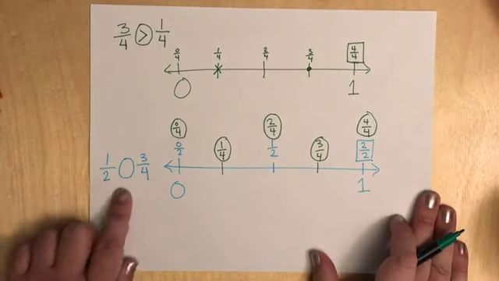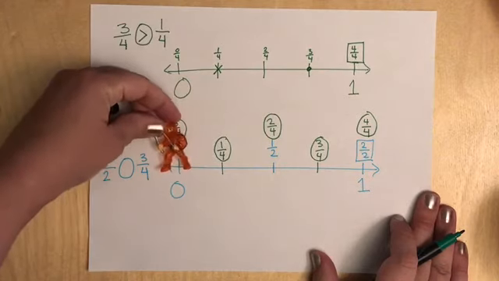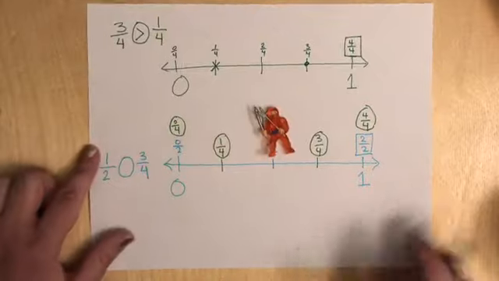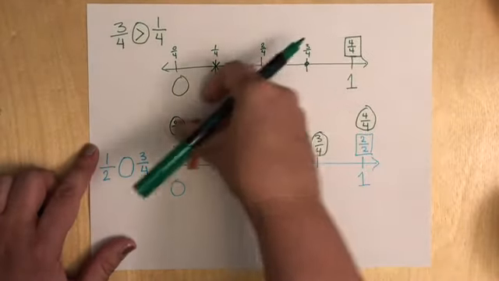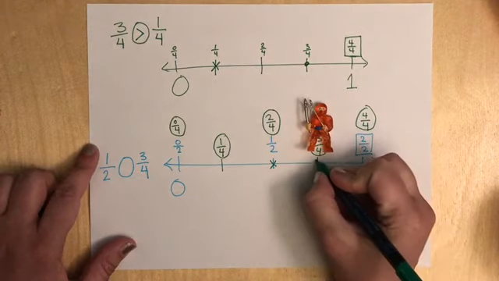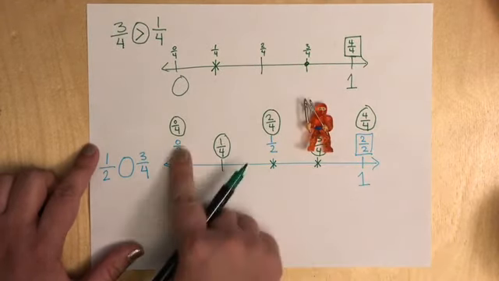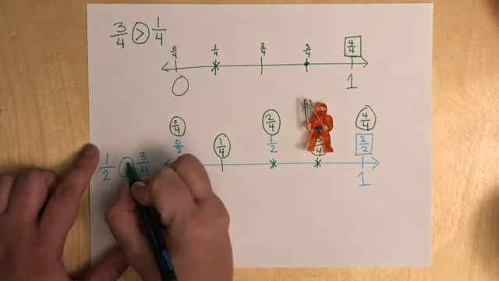So now we can determine which one has a greater distance from 0. So if Ninja was going a half, he would stop here at 1/2. And if Ninja was going to 3/4, he would stop here at 3/4. So 3/4 is greater than 1/2 because it's got a further distance from 0.